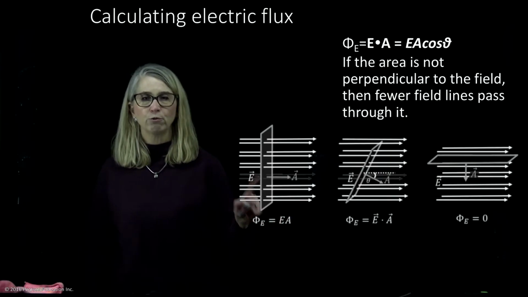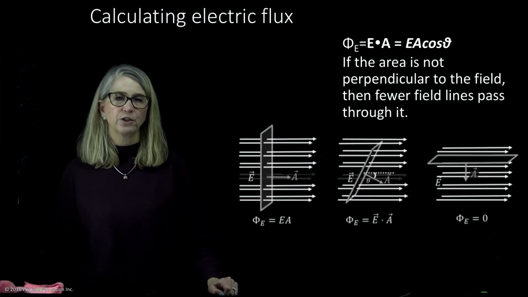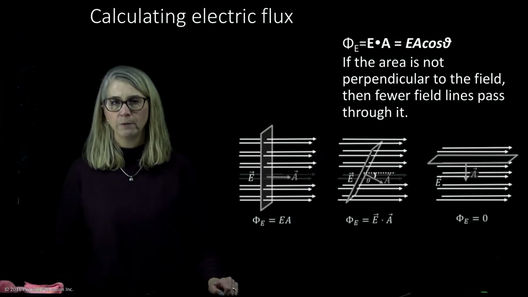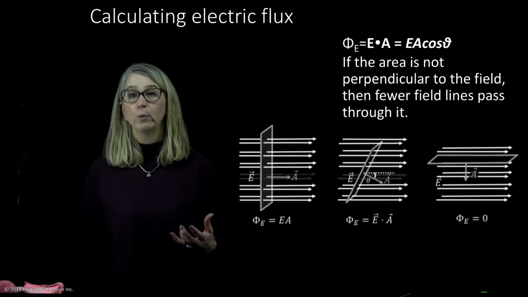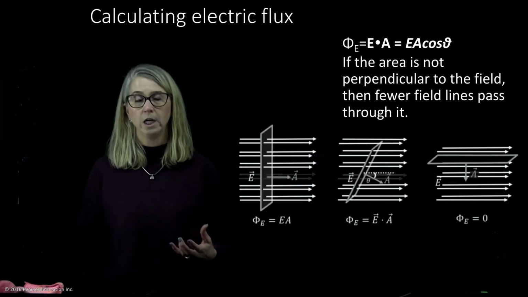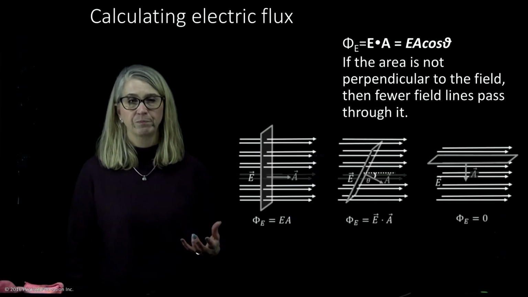So I just showed a couple different scenarios of how this might work. You're going to get the greatest flux in this first picture. You can see that the area vector and the electric field vector are totally parallel to each other. And in this case, theta would be 0, so the cosine of 0 is 1. So the electric flux is just the electric field times the area.